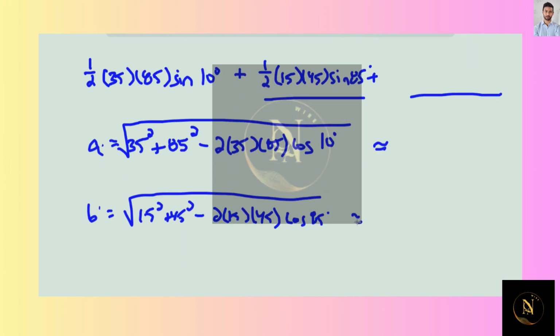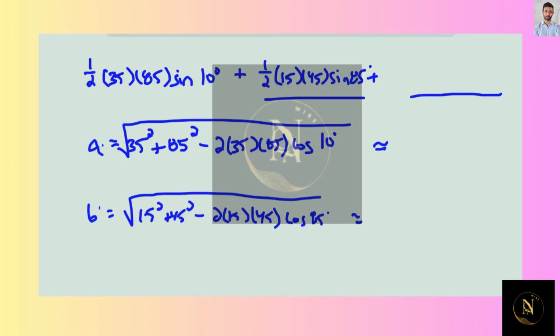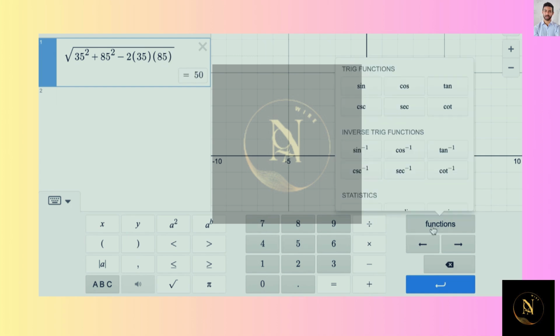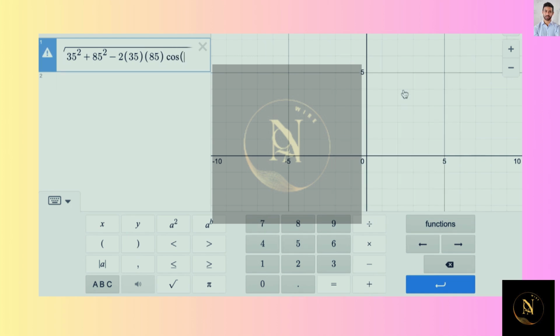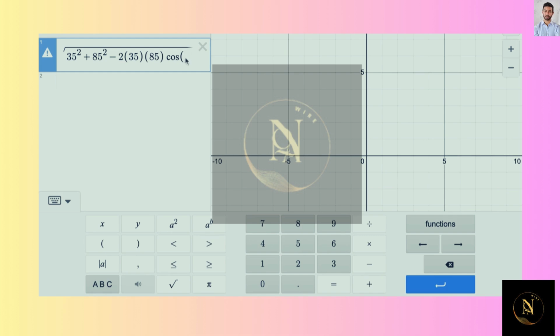Let's make some calculations. We need to be in degree mode. We've got the square root of 35 squared plus 85 squared minus 2 times 35 times 85 times the cosine of 10 degrees, which to 4 decimal places would be 50.8959.